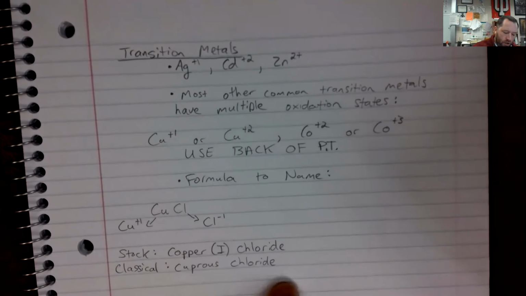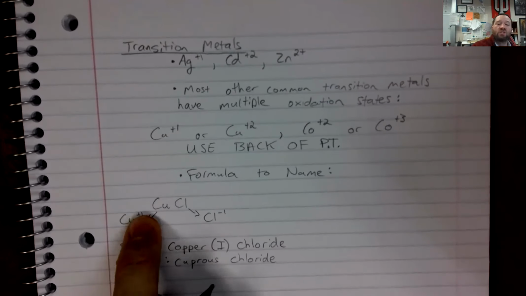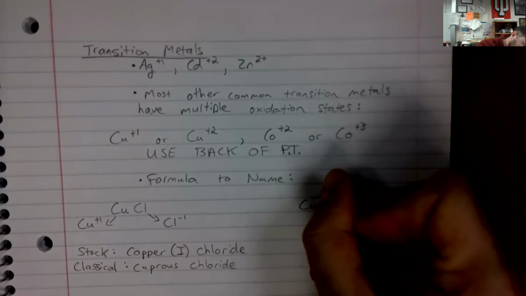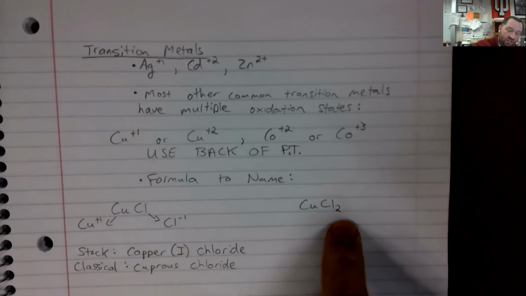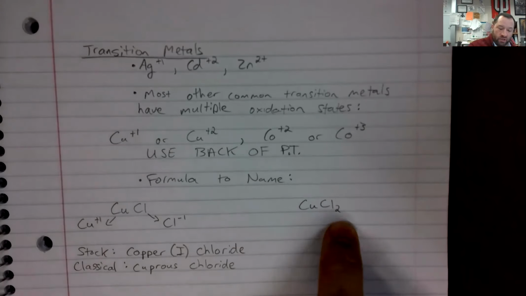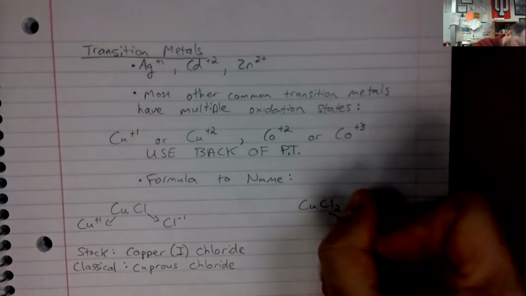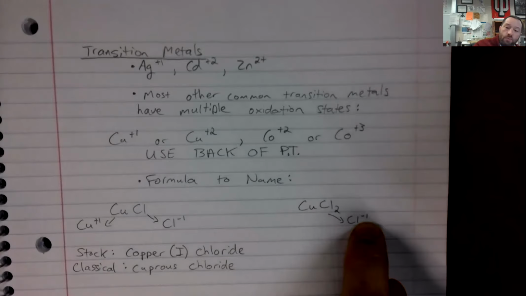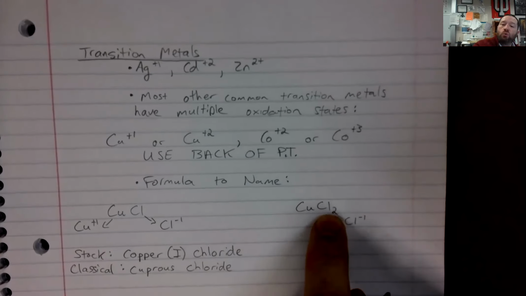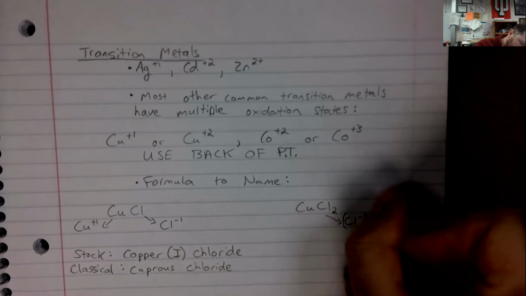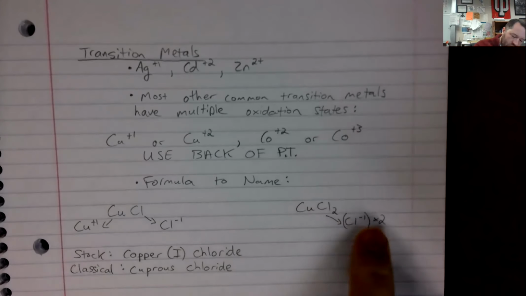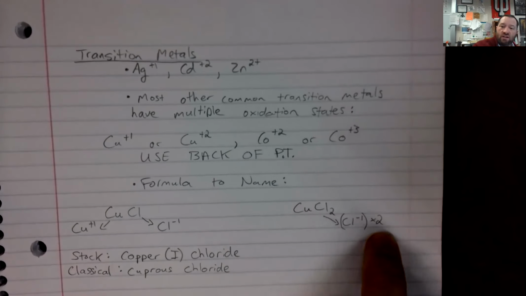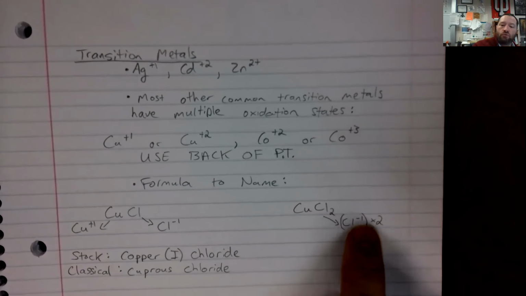So copper 1 chloride and cuprous chloride, same thing, CuCl. As opposed to CuCl2. So a little bit of difference here. And we're still working with Cl, still working with chloride, can have a -1 charge, but here's the deal. Now we've got 2 of him. So we're basically multiplying that whole thing by 2. That's what that 2 behind the Cl tells us. So that means we're going to have a total of 2 negative charges.